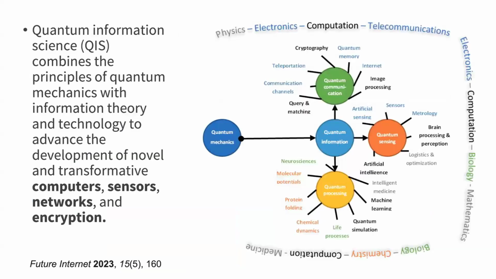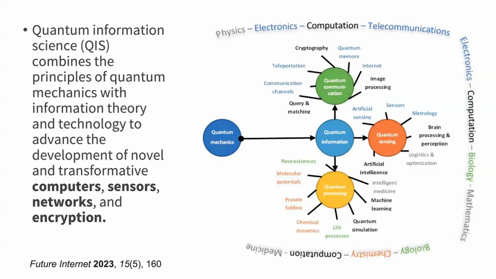Yeah, so that two property, if you use that to do computation, that's the theme of a field called quantum information science and engineering. The definition is to combine the laws of quantum mechanics with information theory and technology to advance the development of transformative computers. This is computing.